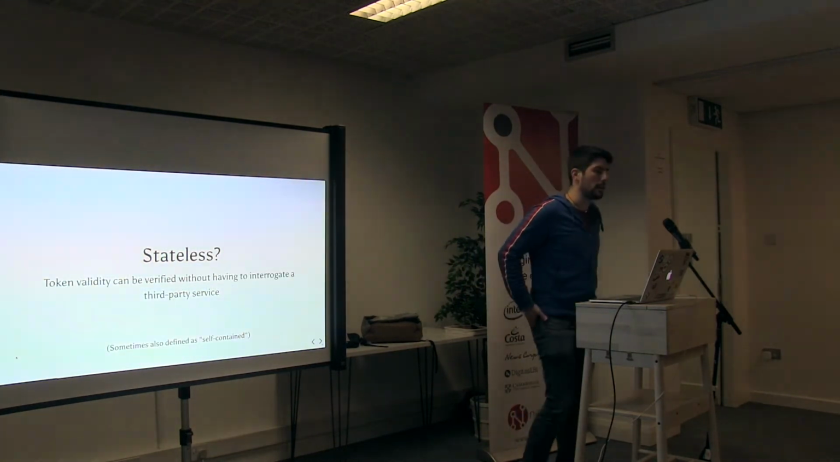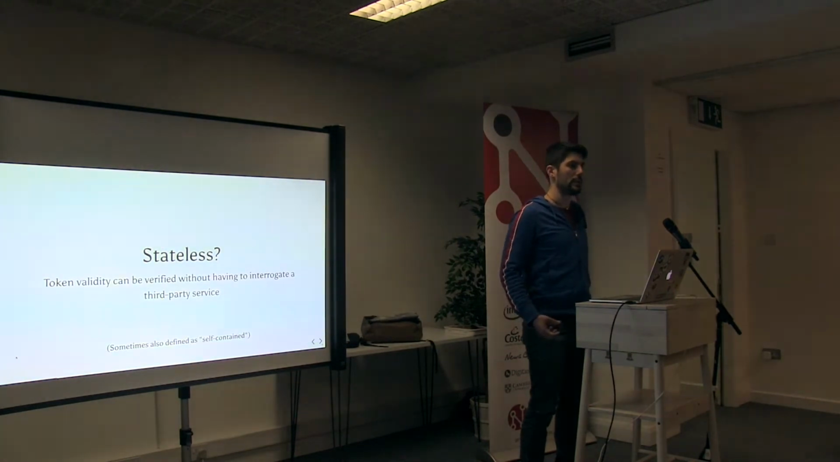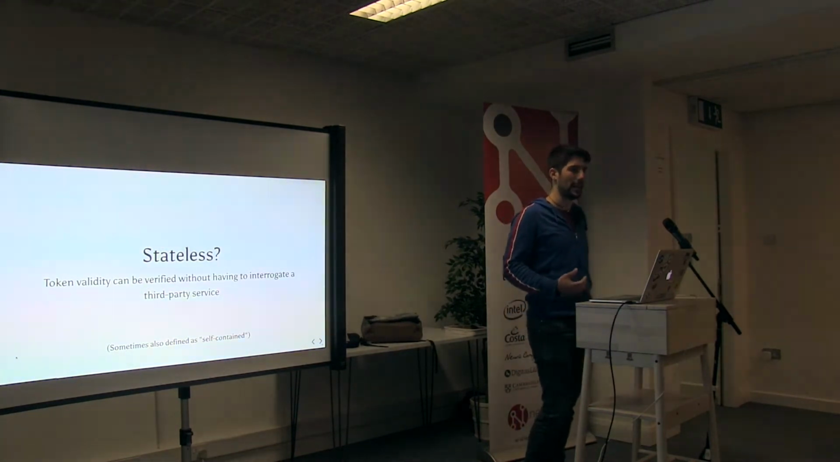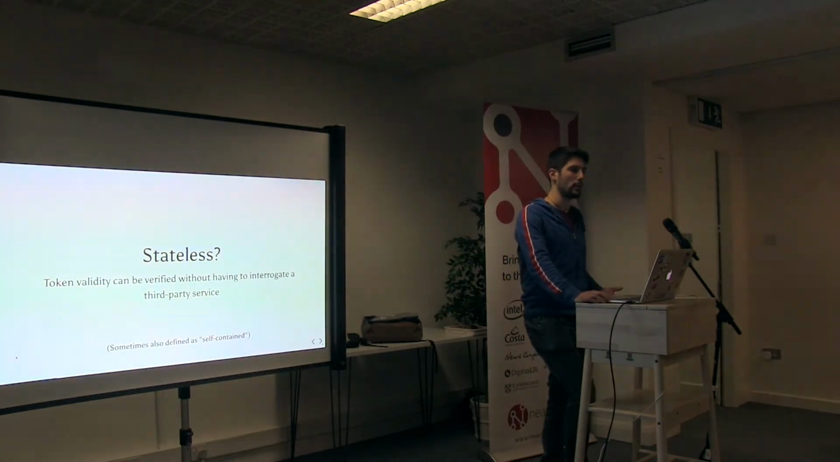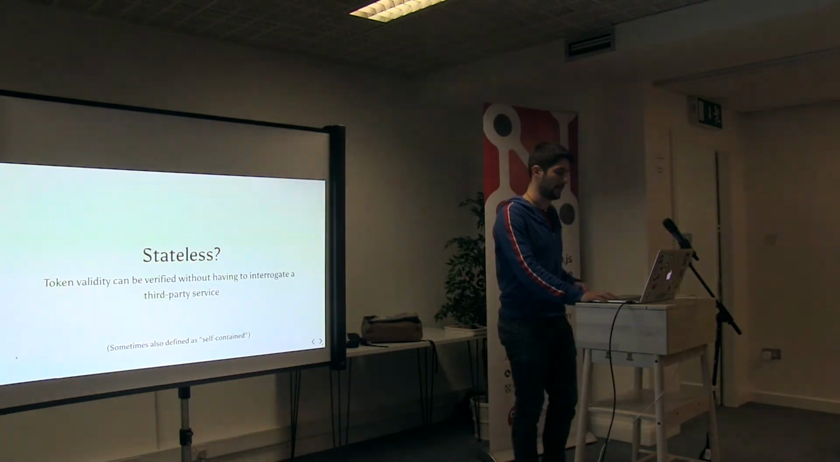Stateless. So when you have a JWT token, you can easily validate the token. So see if the token is still valid in time, or if it's authentic, or if it was generated by an authority that you can trust, without having to query a third-party database. So sometimes this property is also called self-contained, and we will see in a moment what that really means.